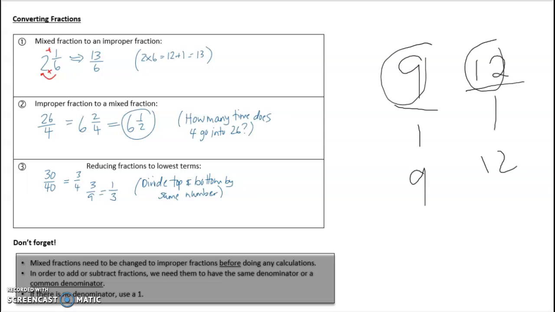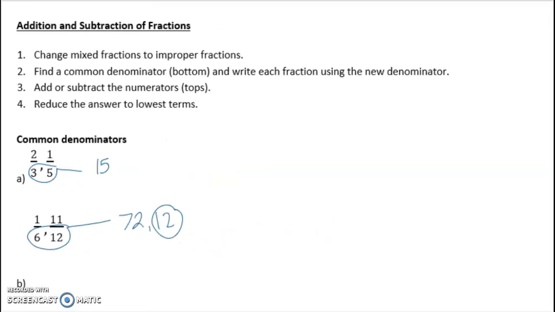Okay, so let's go to the next slide. Adding and subtracting fractions. So the first thing you want to do is change mixed fractions to improper fractions. Then you are going to find a common denominator, that's your bottom number, and write each fraction using the new denominator. Then you're going to add or subtract the numerators once the denominator is the same. And then you're going to reduce to lowest terms. So if we look at this first example, 2/3 and 1/5, you want to find a common denominator. Can 3 go into 5? Nope, not easily. So we want to just take both denominators, 3 and 5, you multiply them together, and our common denominator can be 15.